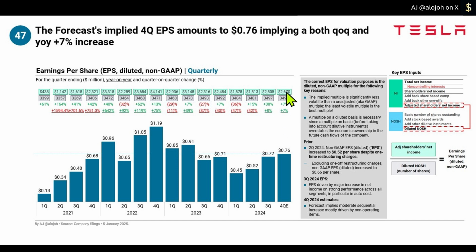And then just some more explanation. If you look at these colors, here's the adjusted earnings, 2.67 billion. The NOSH data estimate, this is also a bottom-up calculation, and you just divide this by that number, which gets you to the 76 cents. And here we have the implied growth rates. We discussed this earlier: 7% sequentially, compared to third quarter, and then 7% also compared to the fourth quarter of 2023.